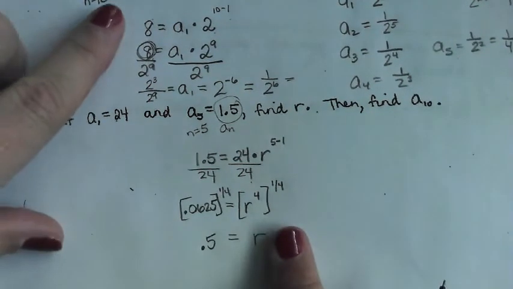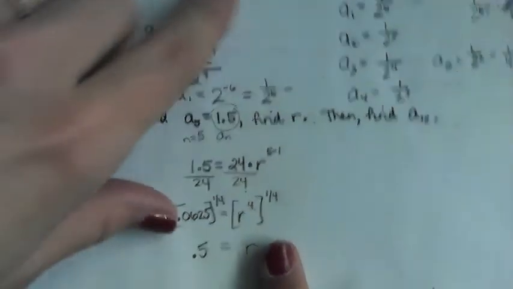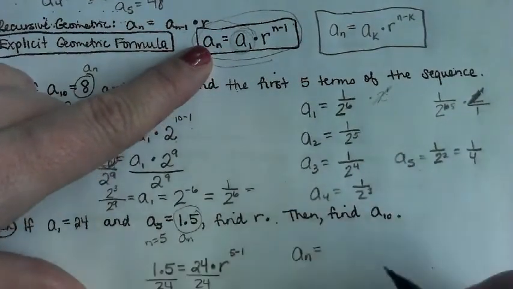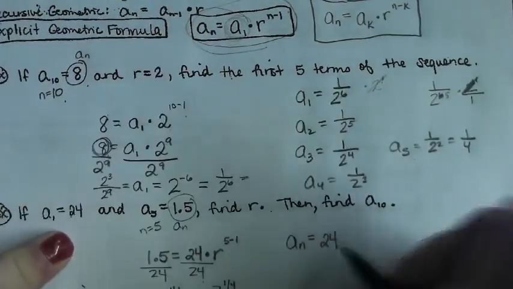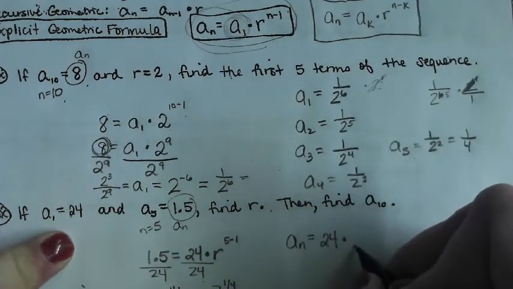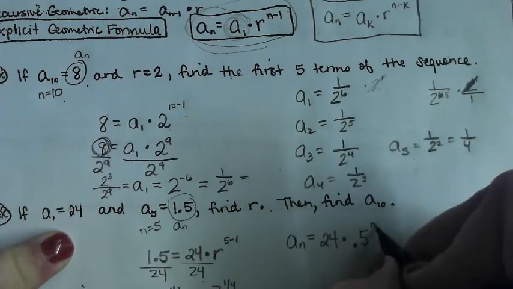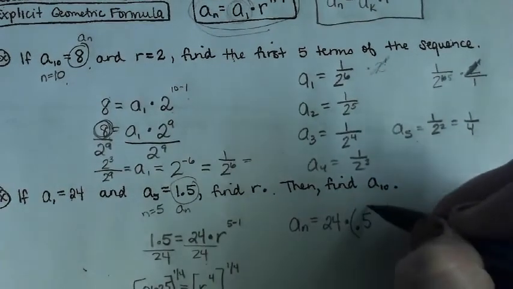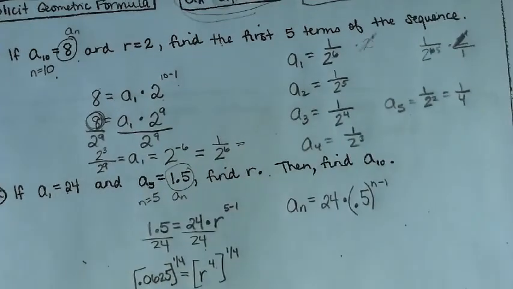Okay, so if I go back to my explicit formula writing, a sub n will equal my first term, which is always going to be 24, times my rate, which is always going to be 0.5, to the n minus 1 power. You may want to put your rate in parentheses just to resist the temptation of multiplying the 24 by the 0.5. You cannot do that because the 0.5 has its own unique exponent. But now that's the explicit formula.